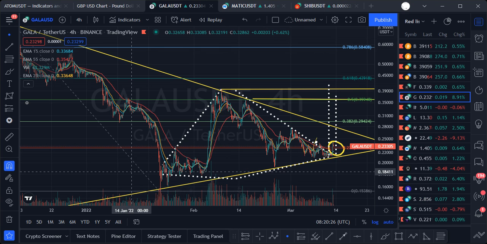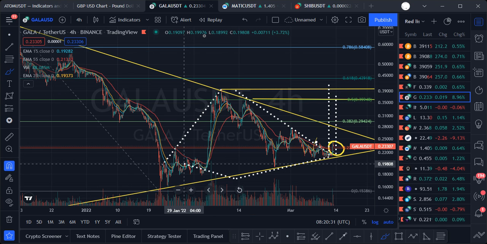The diamond chart pattern is often confused with a head and shoulders pattern. That's understandable. I'm seeing that here because people would have this as a sort of shoulder.